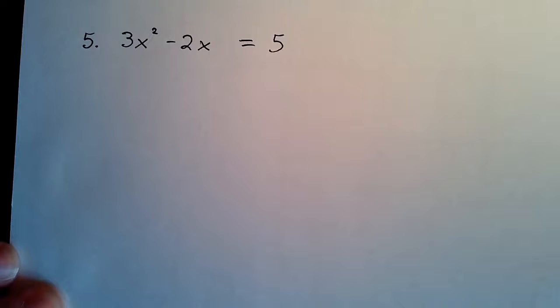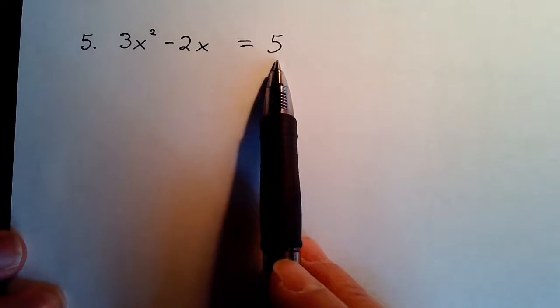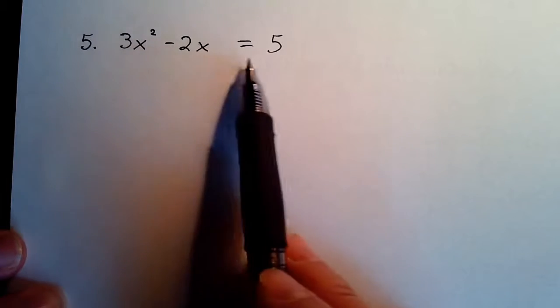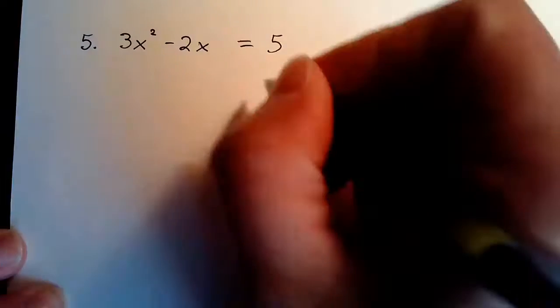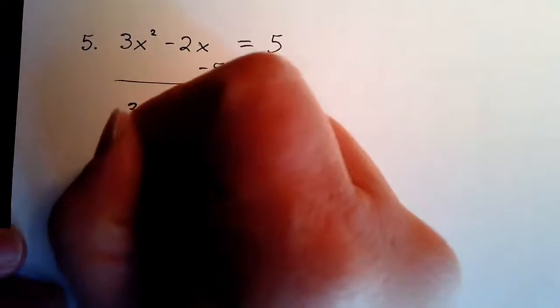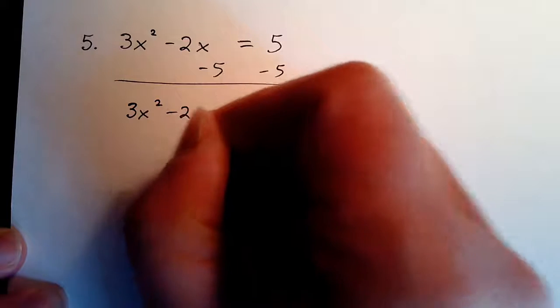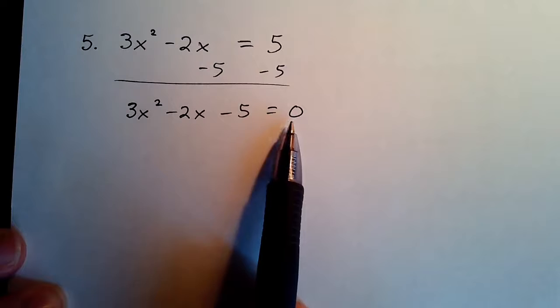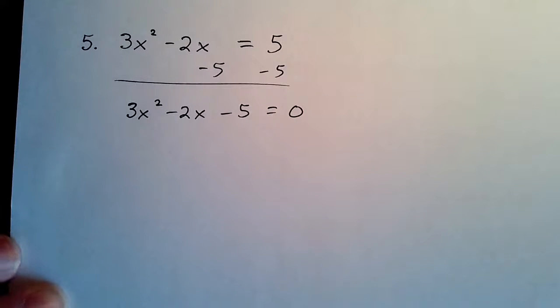All right, so on this last example, I wanted to talk a little bit about how you have to set things up first. So before we can factor or use the quadratic formula, we need to have the equation equal to 0. So right now we've got this quadratic, we know that it's quadratic because we have our x squared, but it's equal to 5, and we need it to be equal to 0. So I'm going to subtract 5 from both sides. So I've got 3x squared minus 2x minus 5 is equal to 0. Once I have it equal to 0, then I can try factoring or using the quadratic formula.